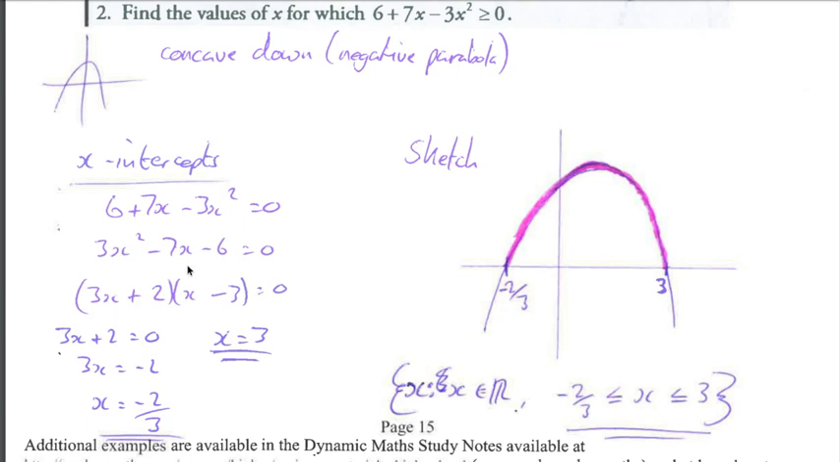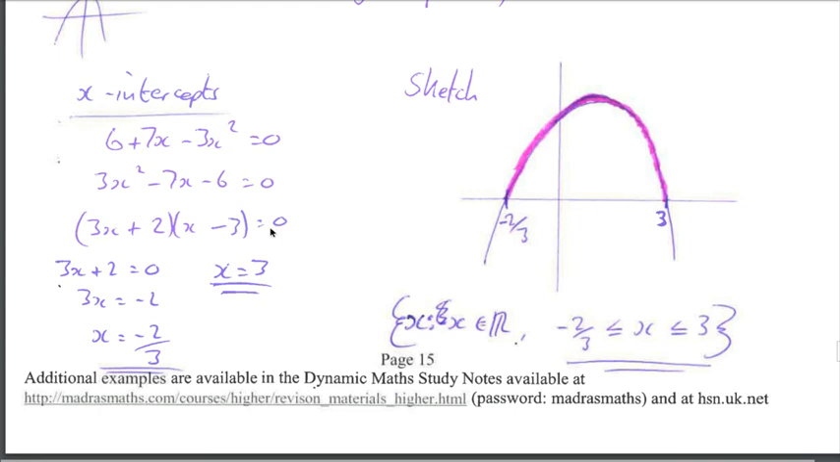I'll then factorize. So I'm looking for factors of 6, and I also need to get minus 7x here. So 3x times this -3 is -9x. 2 times x is 2x. Add those together, we get the -7x. And again, solve each one of these equal to 0. So it's going to give the roots of x equals 3 and x equals -2/3.